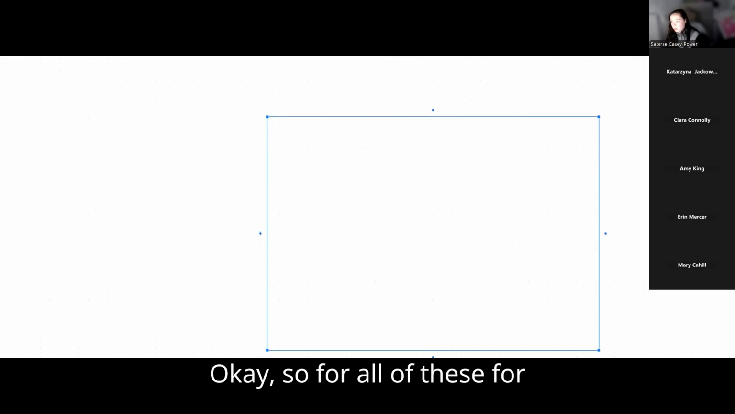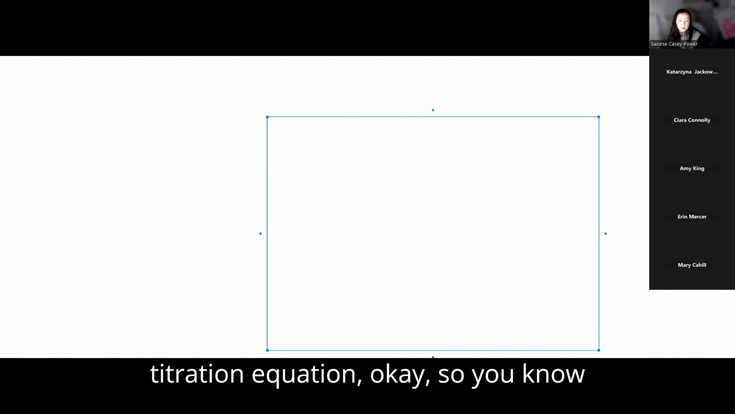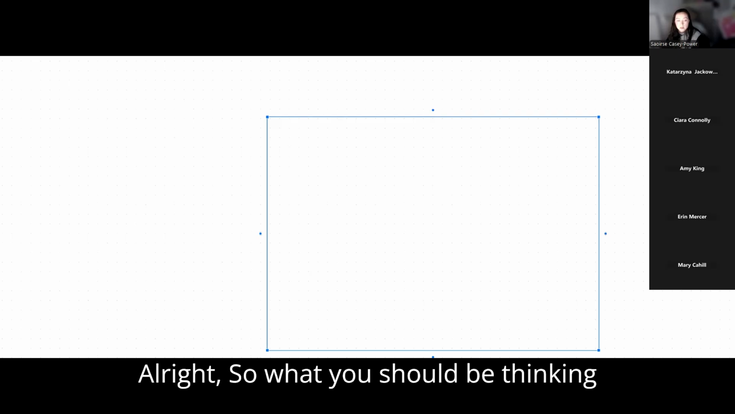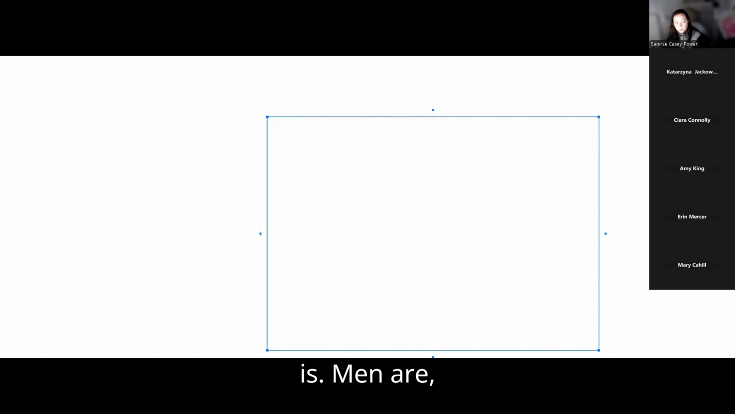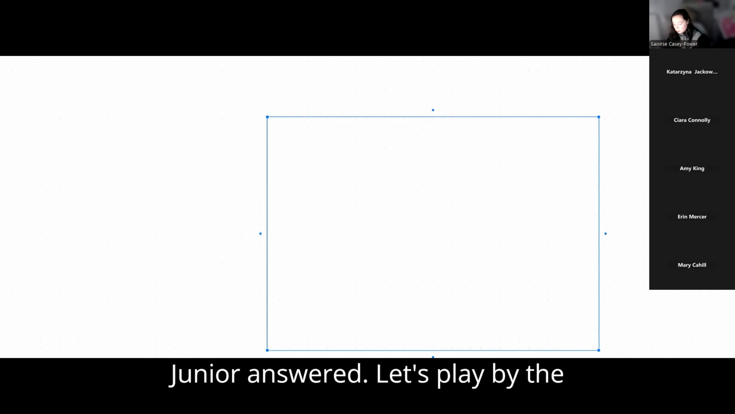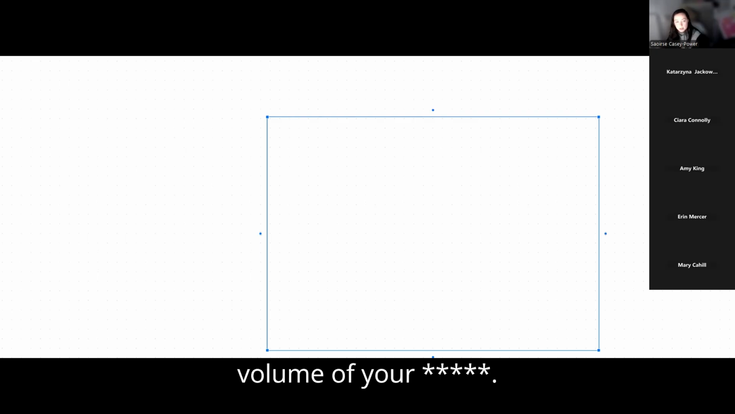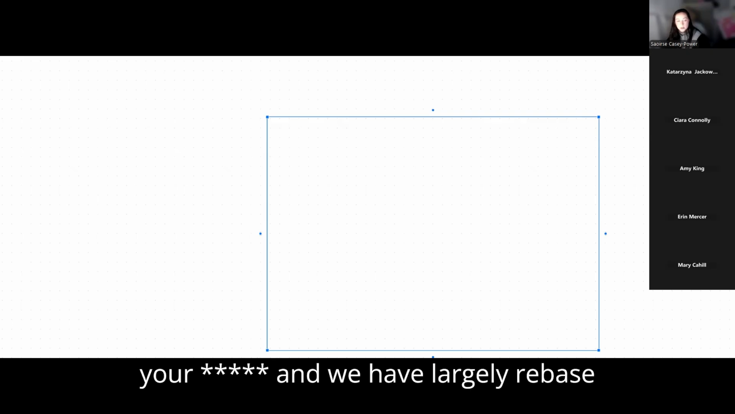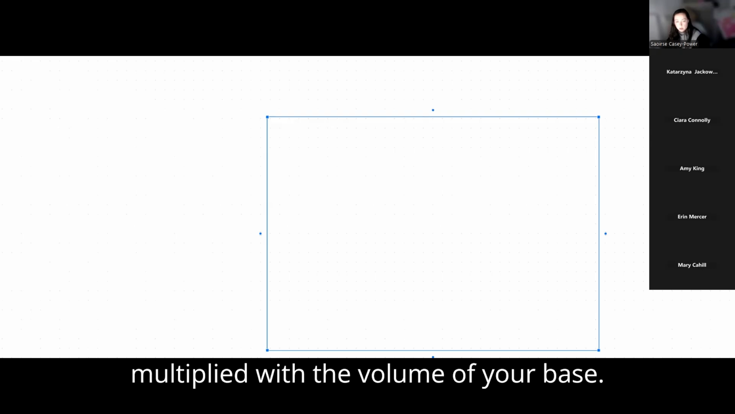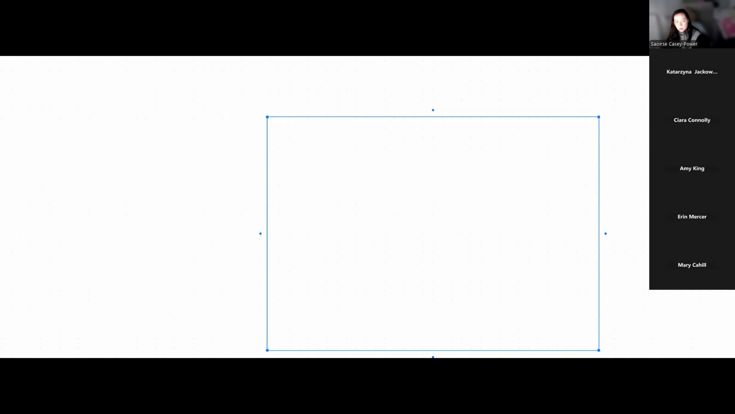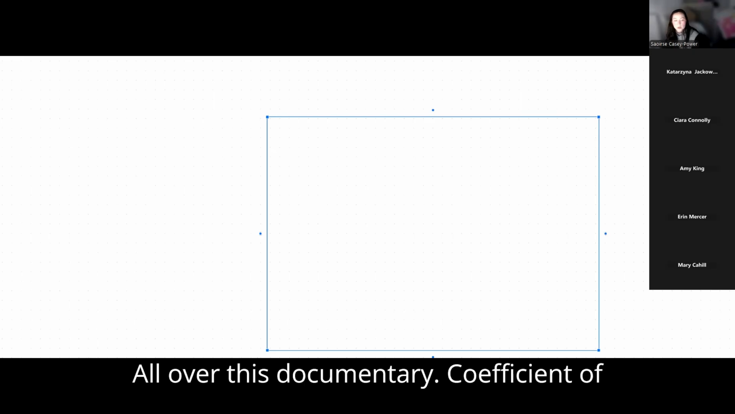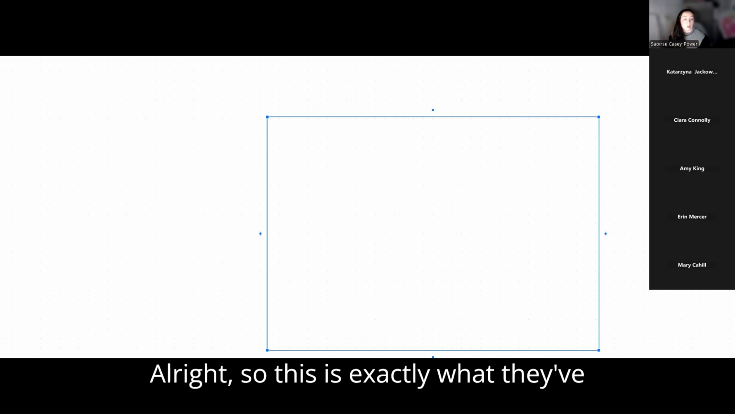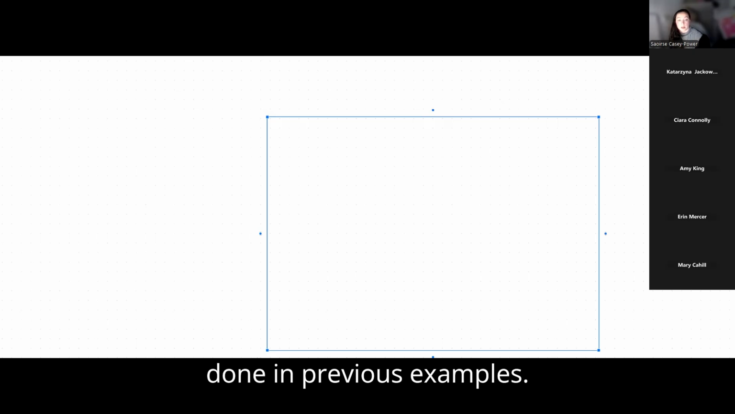For the titration equation, you'll know it's a titration equation because they'll reference that it was titrated against a certain volume. So what you should be thinking is molarity of your acid multiplied by the volume of your acid, all over the stoichiometric coefficient of your acid. Then we have molarity of your base multiplied by the volume of your base, all over the stoichiometric coefficient of your base. I would have covered this in the stoichiometric notes. This is exactly what I've done in previous examples.